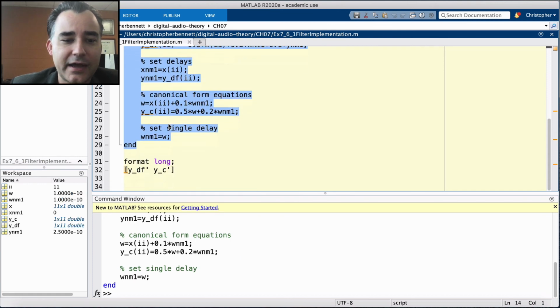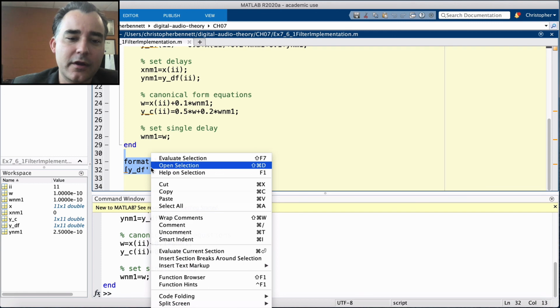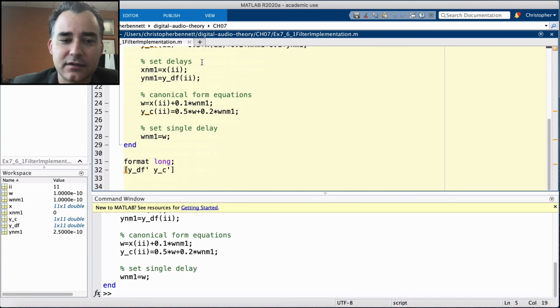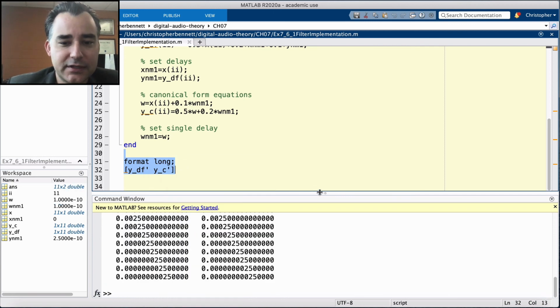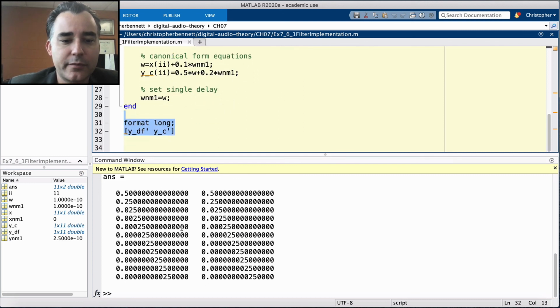If we run this for loop and we observe the outputs, we're going to look at direct form and canonical form. Let's see what these outputs look like. So this is the impulse response. Again, remember what we're passing through here. We're creating a 1 followed by several zeros. This is just an impulse that we're passing through. The impulse response of these two filters is in fact identical. This column is the direct form output, and this column is the canonical form output.